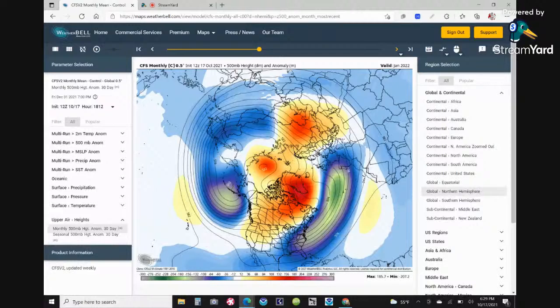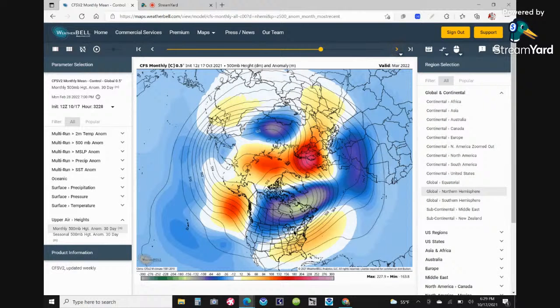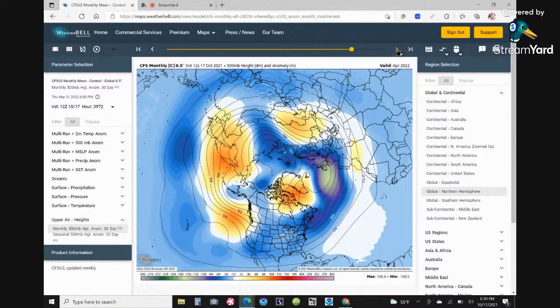January, this is beautiful. February and March, and I still think so. Also, for March, I think we're going to see more of a trough in the east with this. So I expect some corrections towards that in the next several runs. And here's April.